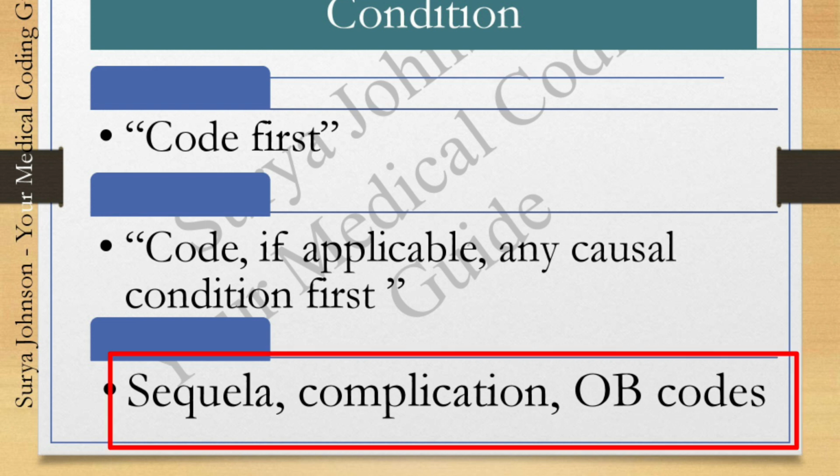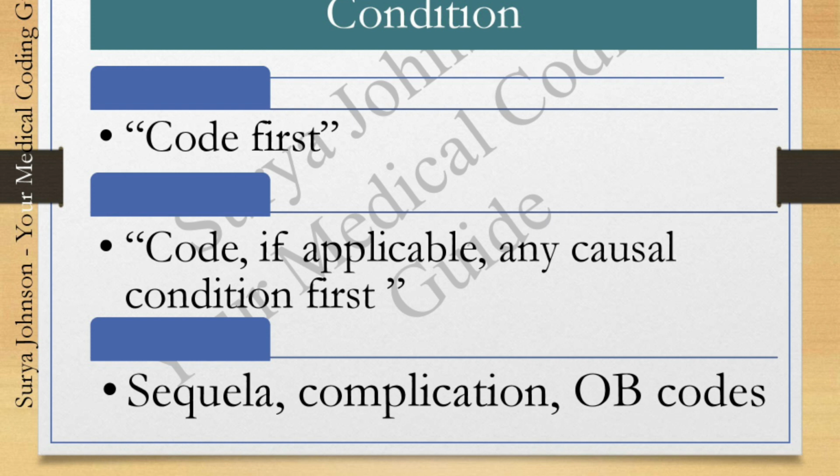Then OB codes, all the obstetric codes, you'll be using multiple codes as per the guidelines. So whenever you see etiology manifestation, use additional code, infectious disease code, code first note, or code if applicable any causal condition first note, then for sequelae, any complication, or OB codes, you'll be using more than a single code for one condition. That is multiple coding for a single condition.